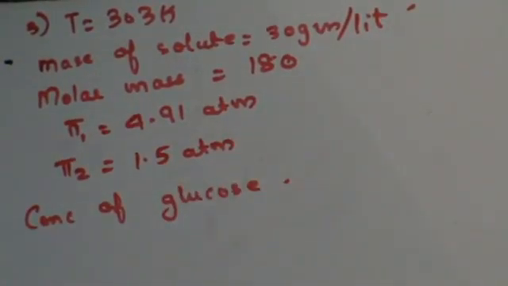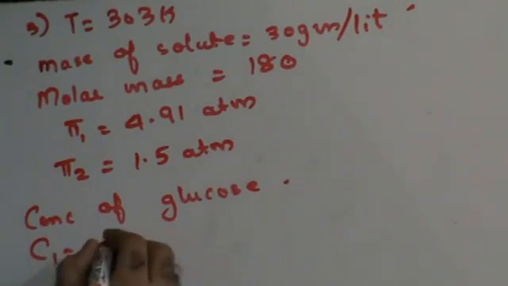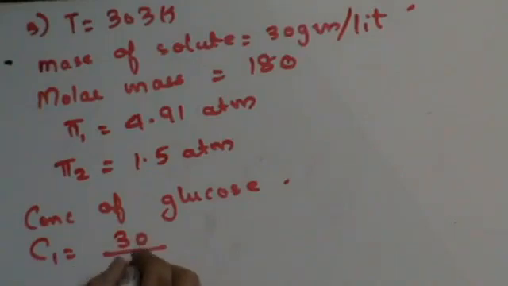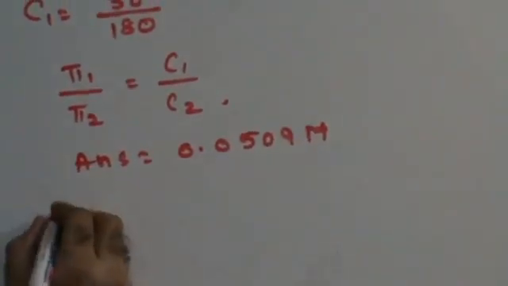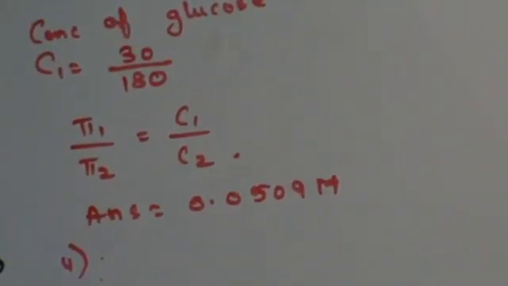First, let us find out the concentration of glucose. C1 is nothing but weight of the solute upon molecular weight. So that's 30 divided by 180, because 30 grams of glucose has been dissolved in 1 liter of solution. Once I have this, I can use the fifth formula: pi 1 upon pi 2 is C1 upon C2. I know pi 1, pi 2, and the initial concentration, so I can find out the final concentration. The answer for this sum should be 0.0509 molar. Next, take on next one please.